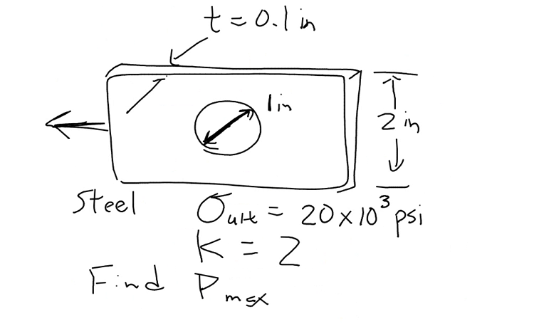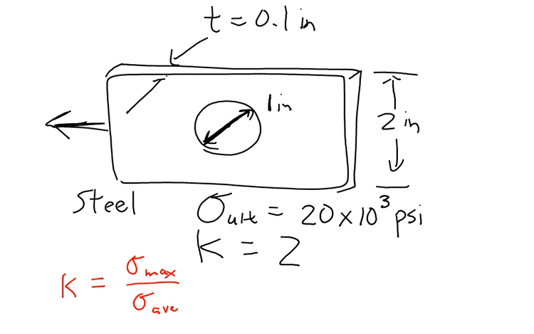Okay, so how do you do this? Well, let me create some room here for myself. Okay, find P max. All right, so based on our definition, K is equal to sigma max over sigma average. Okay, what is sigma max?